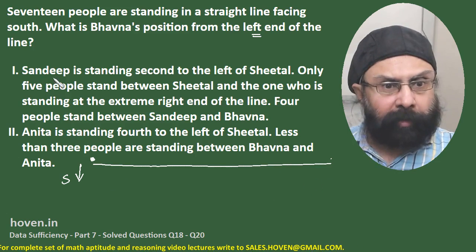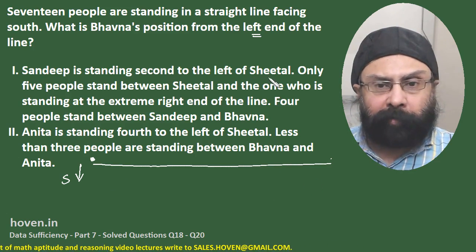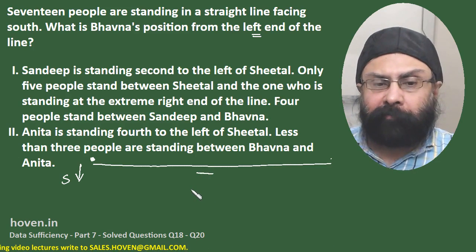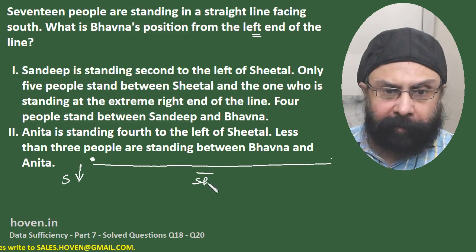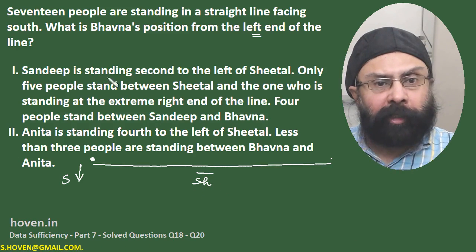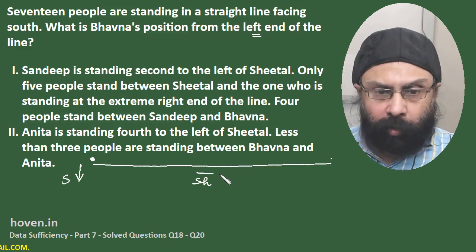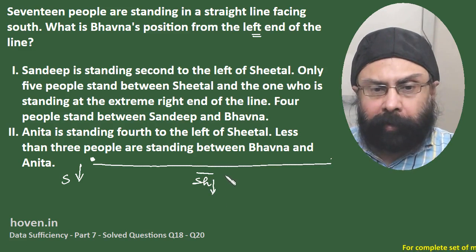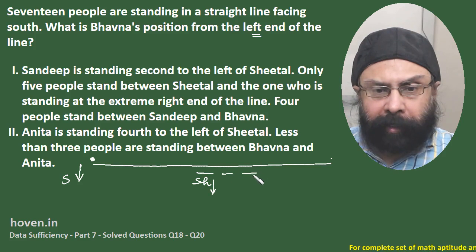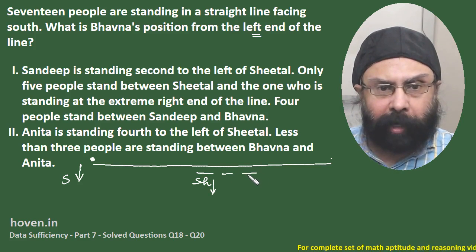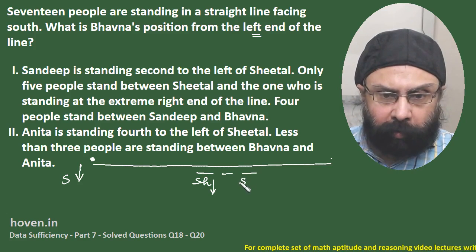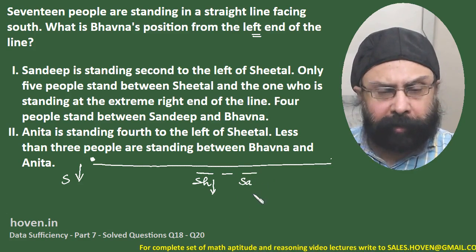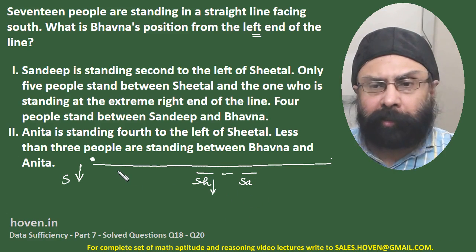Okay, Sandeep is standing second to the left of Sheetal. We can say that, let us suppose, Sheetal stands somewhere here. I'll mark it as Sheetal. Sandeep is standing second to the left. So if you just picture this, Sheetal is facing this way, then leave one position, and this position, this one that I have marked, will belong to Sandeep. Sandeep is also facing south. I am not marking that. It's all known that everybody is facing in the south direction.